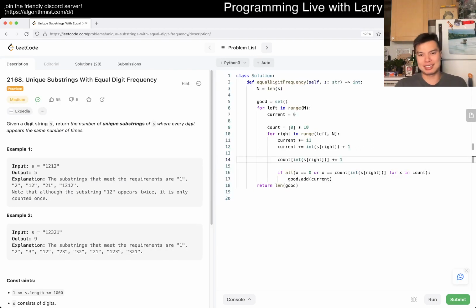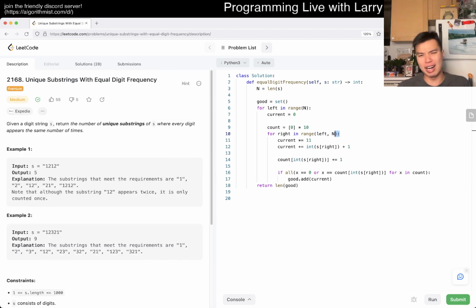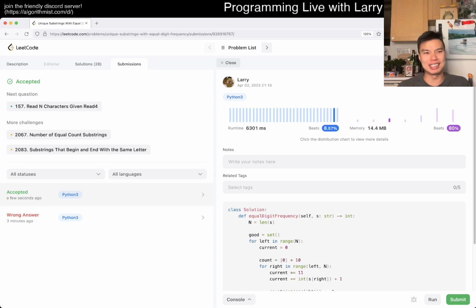Can I optimize this? I mean, this is going to be n squared times alpha, where alpha is the size of the alphabet, which is, in this case, all the digits, which is 10, which is like 10 million or something, right? Which is fine, as you can see, but still not happy.